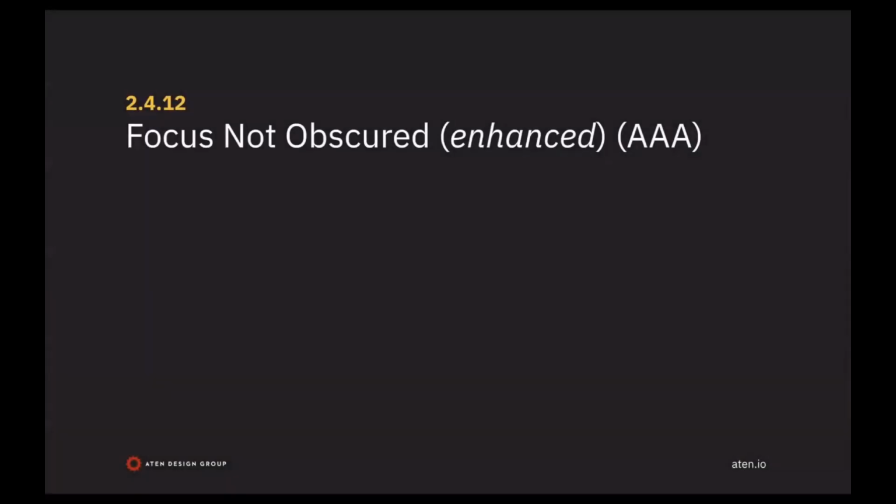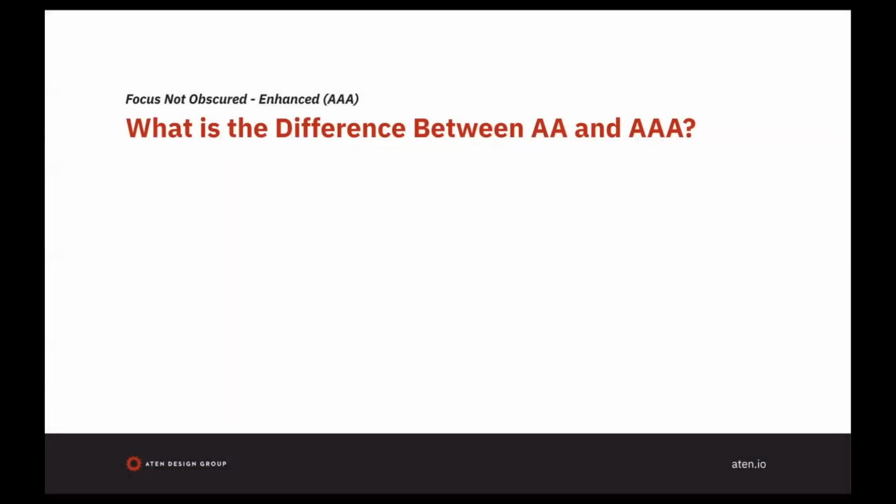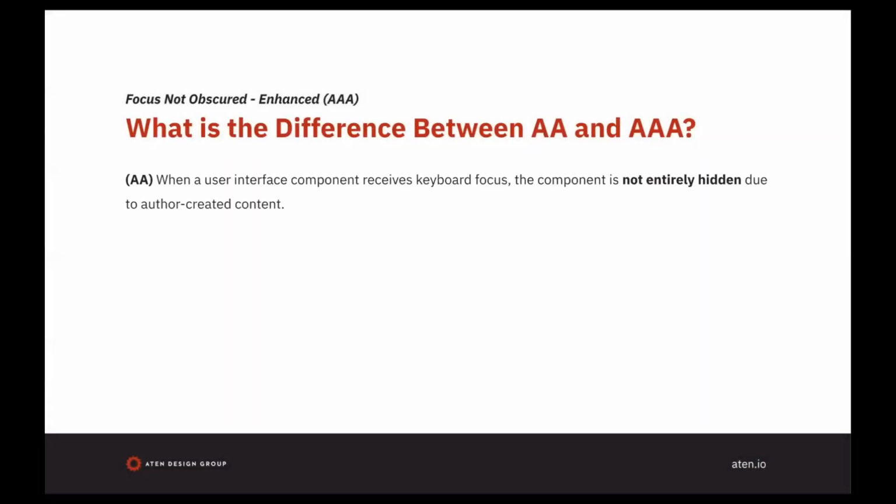So this one is the more enhanced version of the focus not obscured that we just talked about. And as mentioned, this is the enhanced version, and it's AAA. So now we're looking at that higher version. I'm not going to go into the personas or anything like that, but we can talk about the difference between the two. So what really is the biggest difference there?